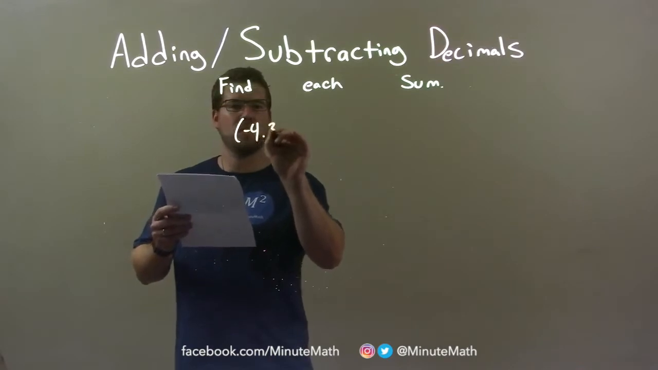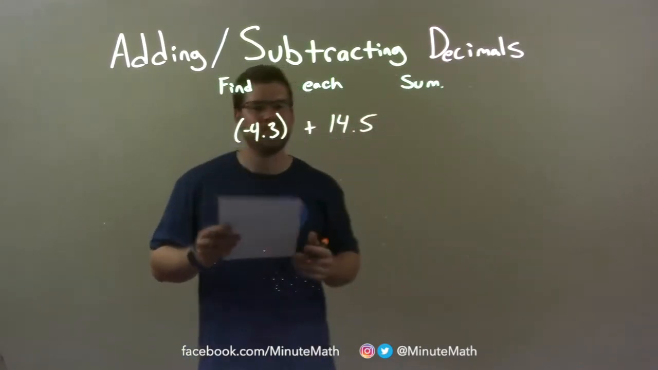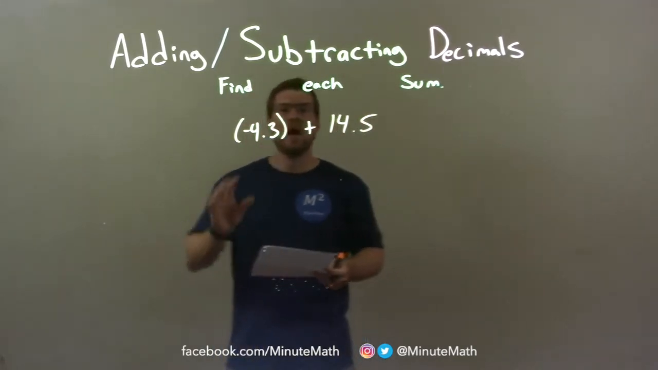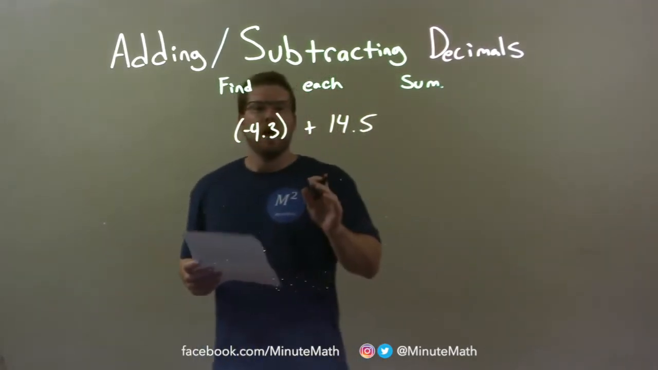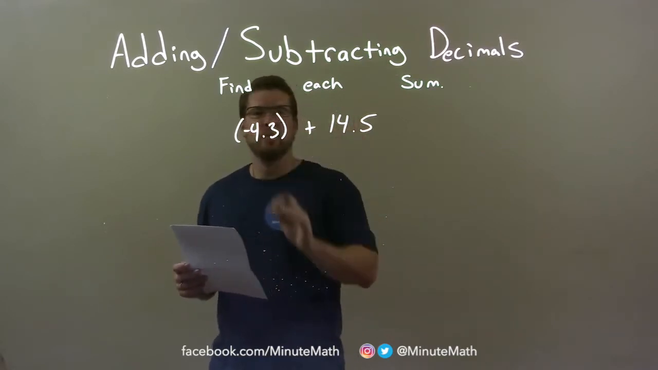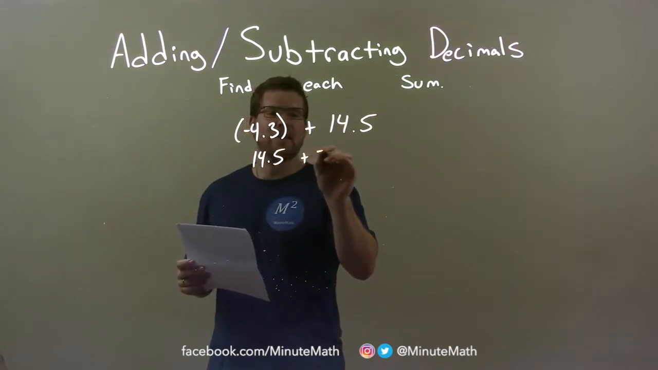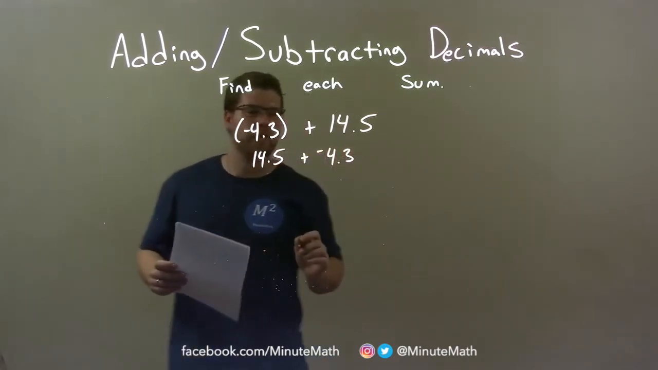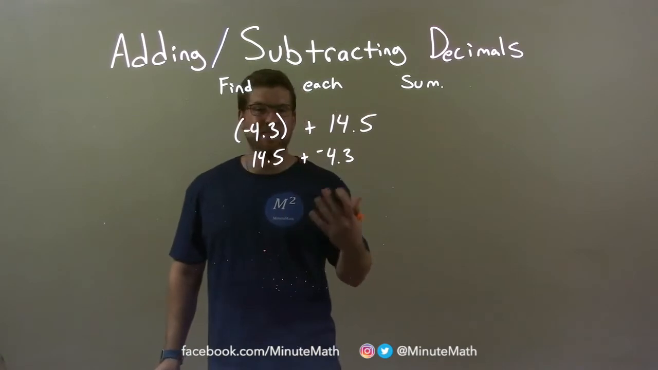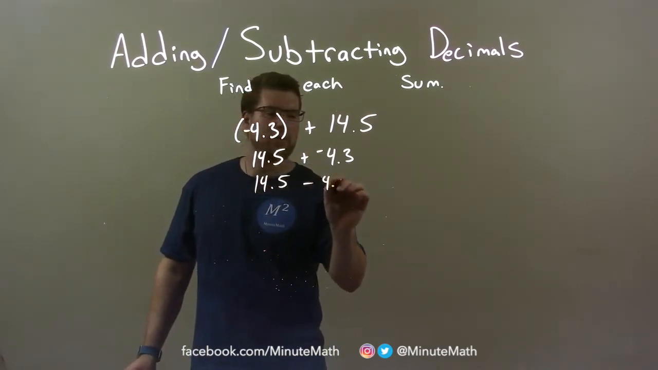Negative 4.3 plus 14.5. Okay? So now I'm going to add these two together. Well, I can rearrange this and create a new problem and put 14.5 first. So I have 14.5, and then we have plus and negative 4.3. Well, that plus and negative is the same thing as subtraction, the difference. So we have 14.5 minus 4.3, right?